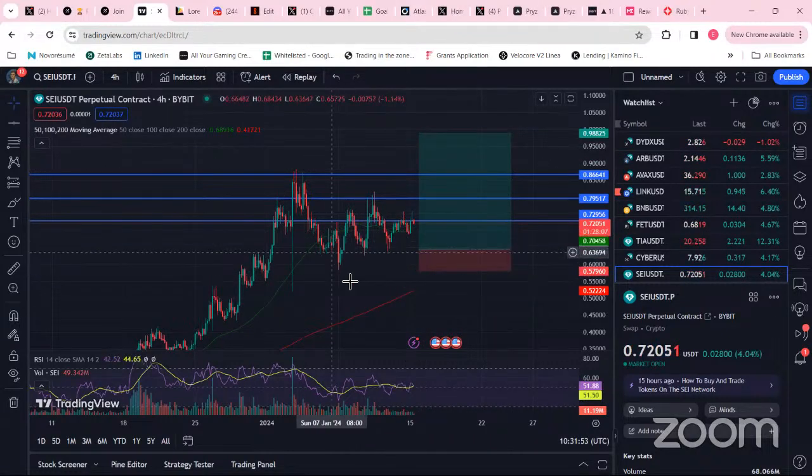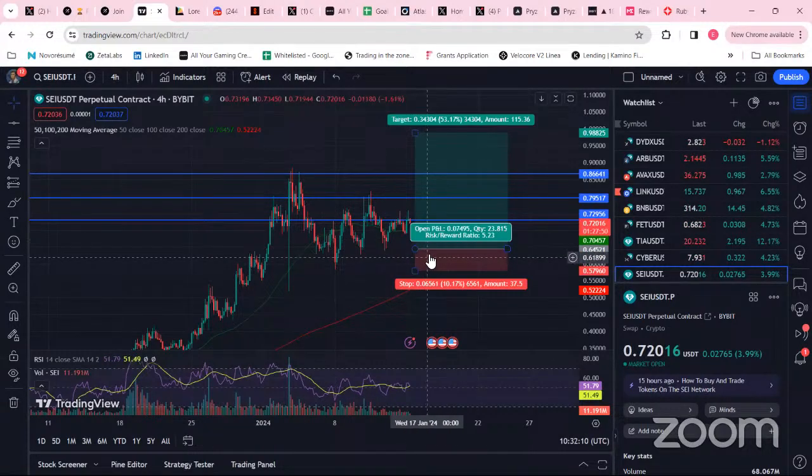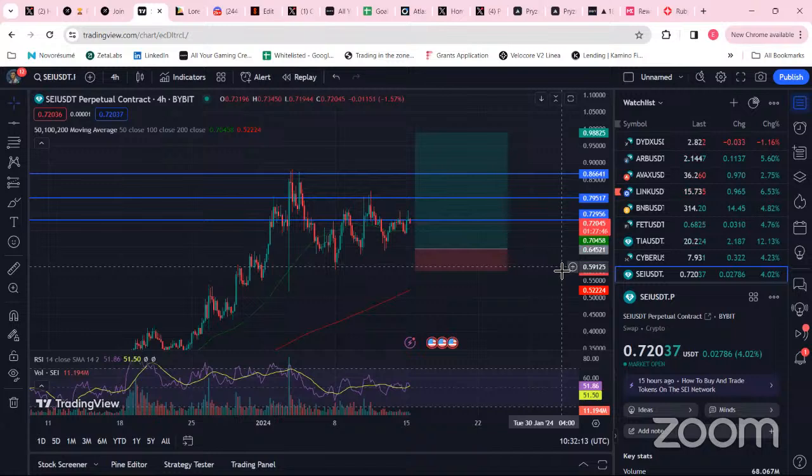So yeah, I'm really confident about this trade. It's at 0.72 and it might dump, but this is a key level, so it would almost certainly come back to this key level. And if it bounces off, that would be great. So Sei is another one I'm looking at.